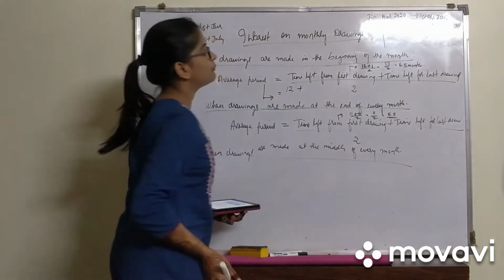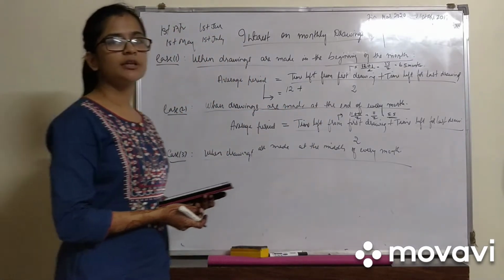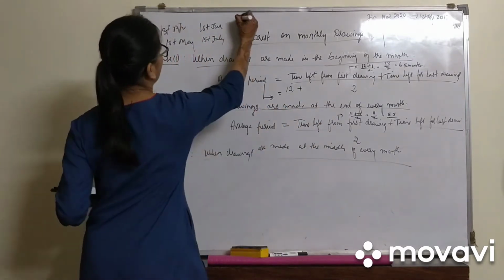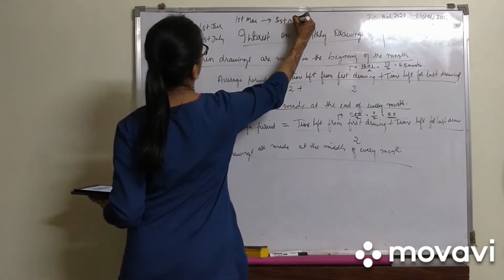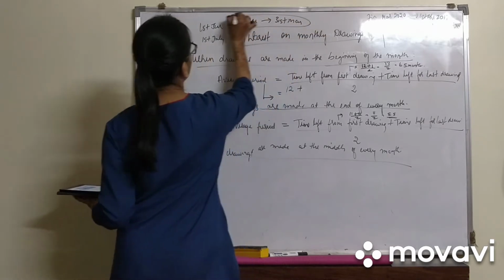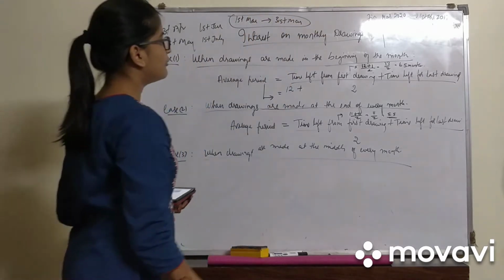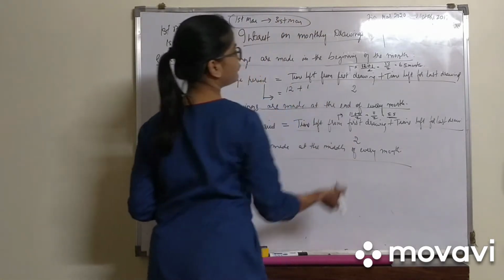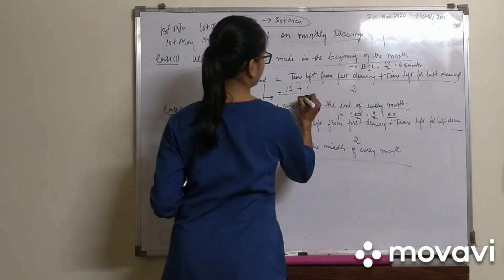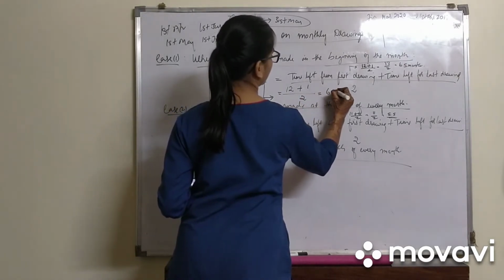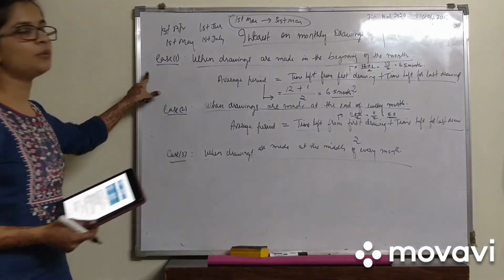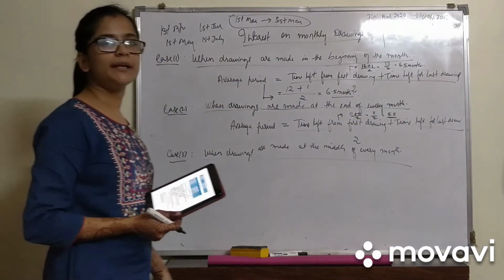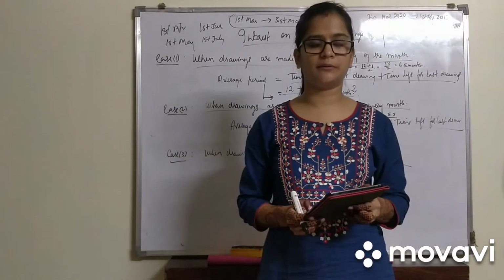Time left for the last drawing will be how much? I withdrew it on 1st March and my year closes on 31st March. So, how much month is remaining? 1. So, 12 plus 1 divided by 2, we get 6.5 months. This is how we calculate when drawings are made at the beginning of every month.